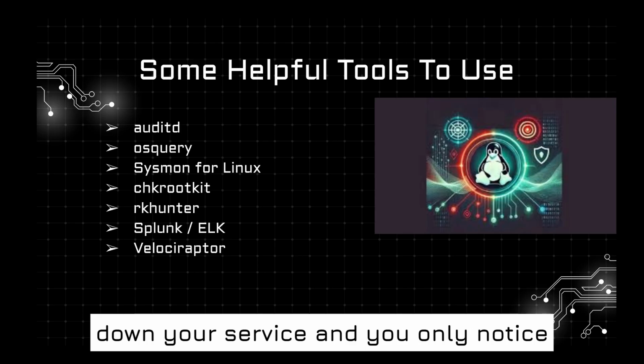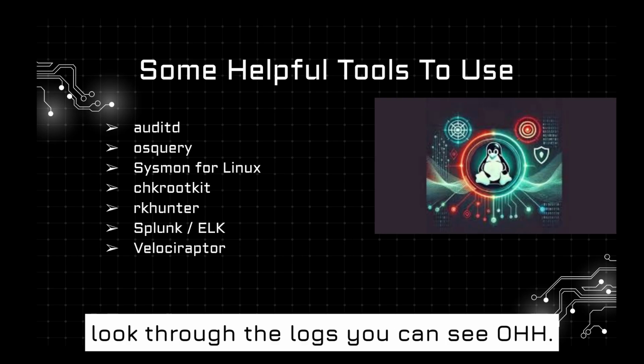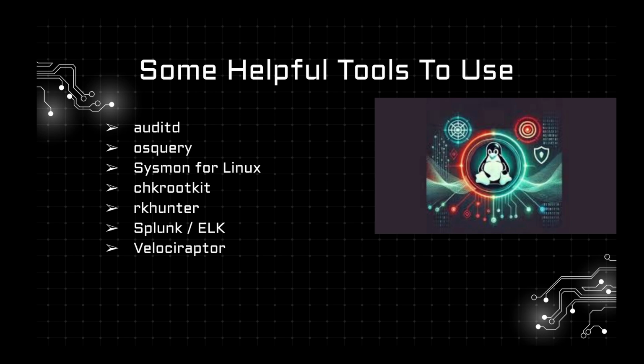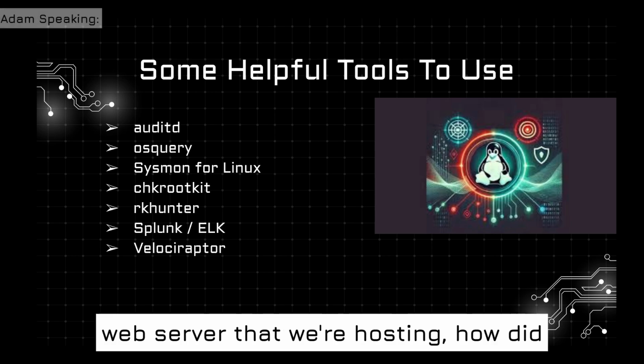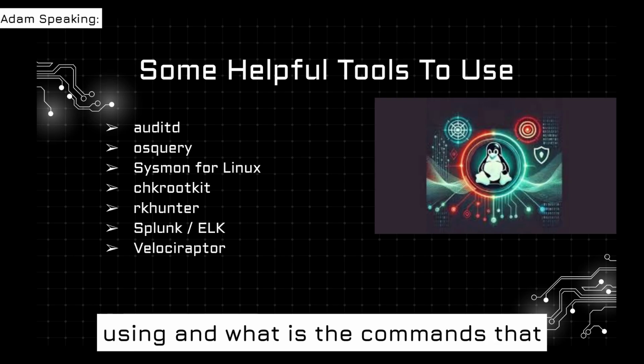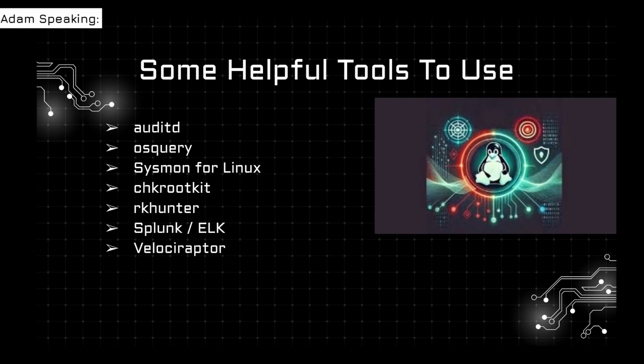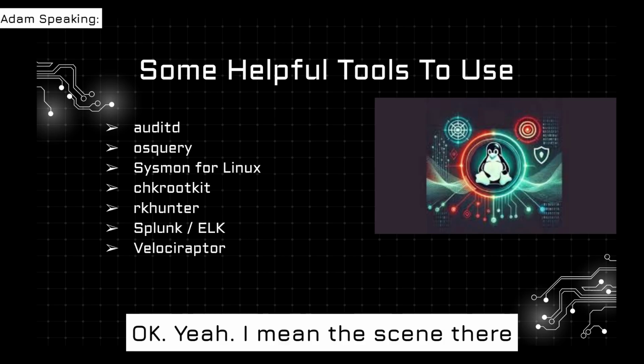An attacker could be taking down your service, and you only notice once the service is down. But if you look through the logs, you can see, oh, they used this exploit on this web server that we're hosting. How did they do that? What is the IP that they're using? And what are the commands that they were running? Okay. Having the SIEM there is very useful.